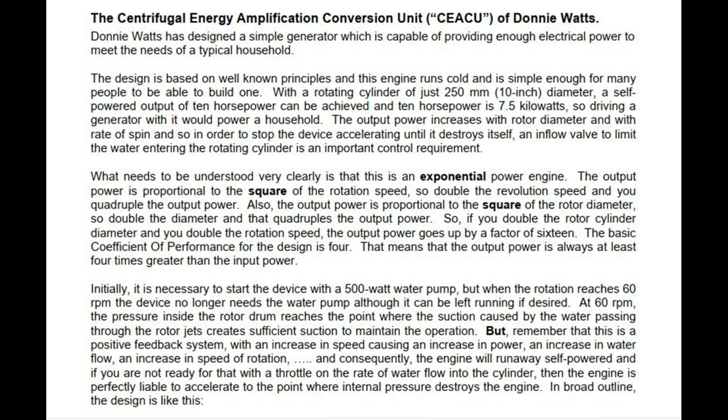The output power is proportional to the square of the rotation speed, so double the revolution speed and you quadruple the output power. Also, the output power is proportional to the square of the rotor diameter, so double the diameter and that quadruples the output power. So, if you double the rotor cylinder diameter and you double the rotation speed, the output power goes up by a factor of 16.